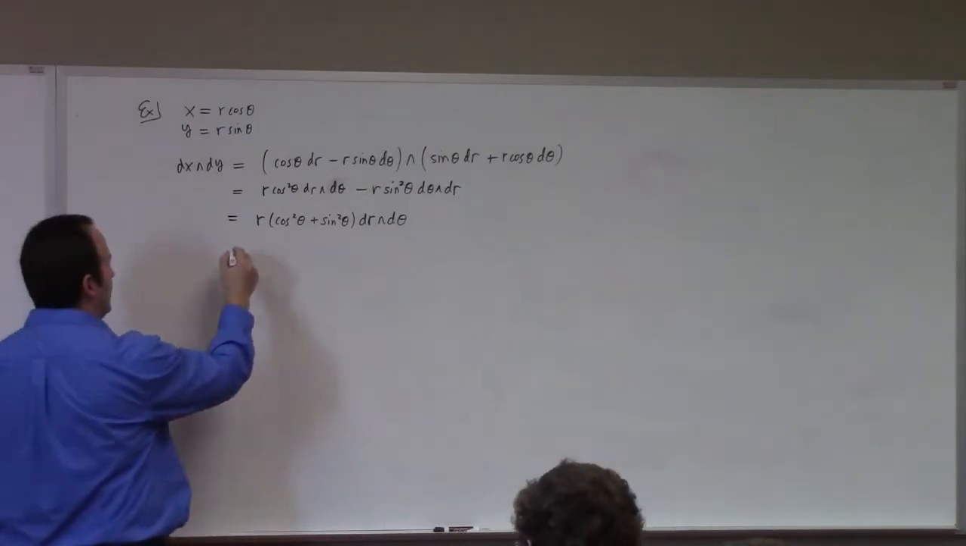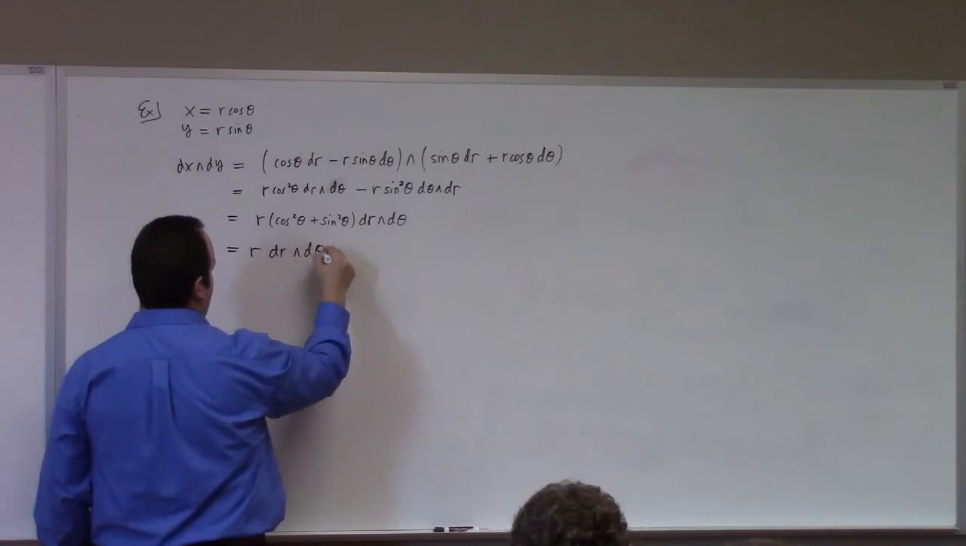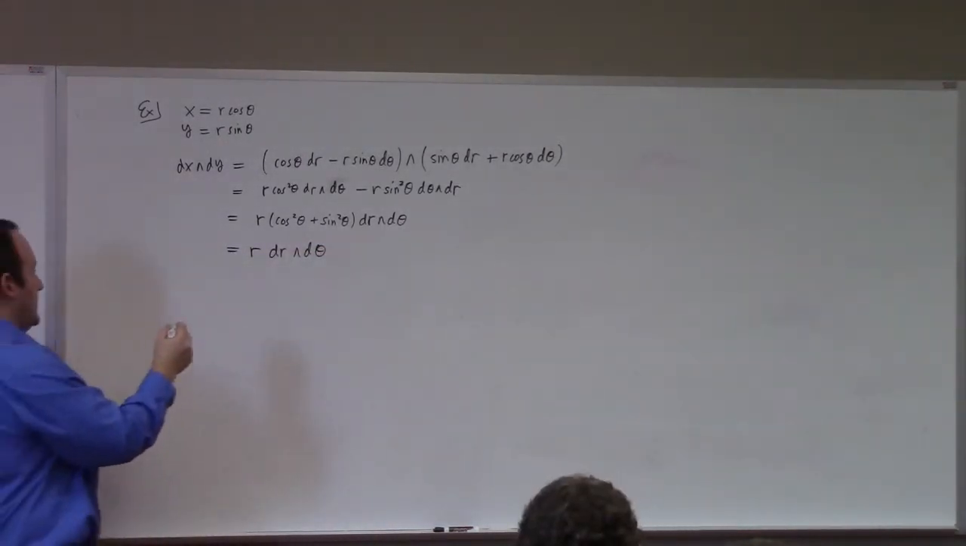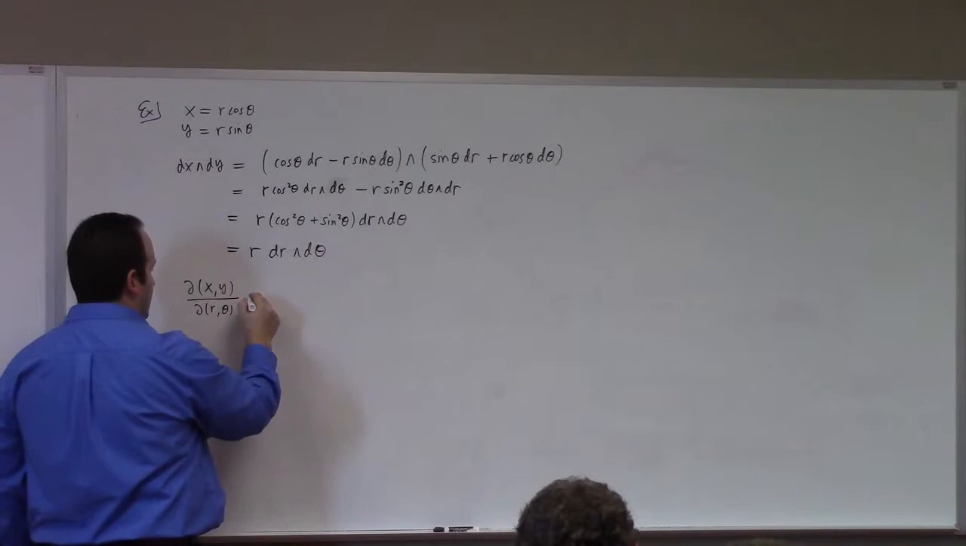Which is r dr wedge d theta. So from this I can read that the Jacobian determinant of x comma y with respect to the variables r, theta is equal to r.